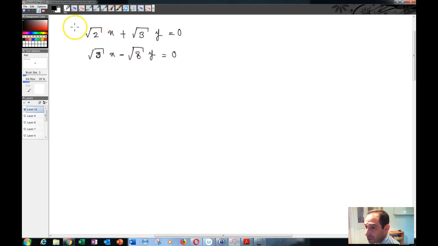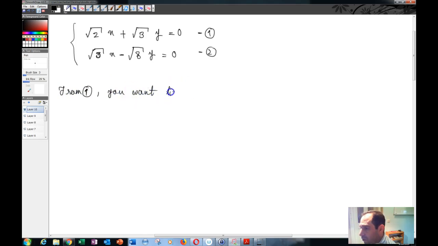So you need to do something so that your equations get a little bit simpler. And what you can do is, if I call this equation number 1 and equation number 2, so let me see first. Square root of 2x plus square root of 3y is equal to 0, and square root of 3x minus square root of 8y is equal to 0. Okay, so let's try and see what we can do here. Let's say that from 1, you want to find x in terms of y.